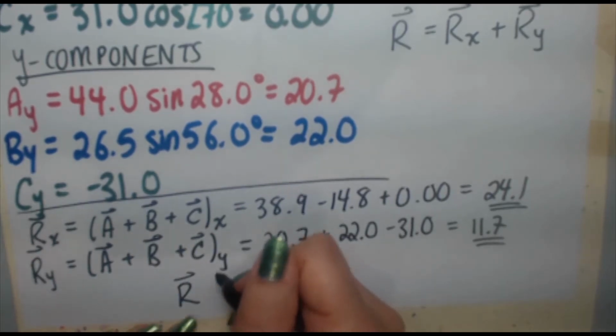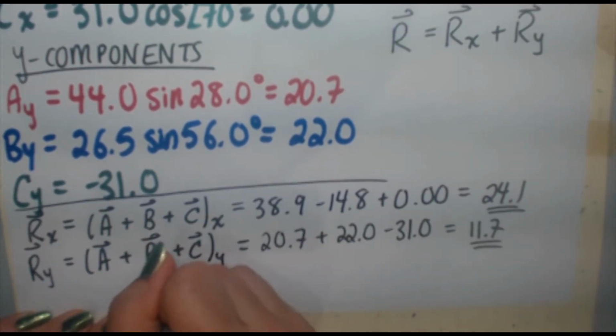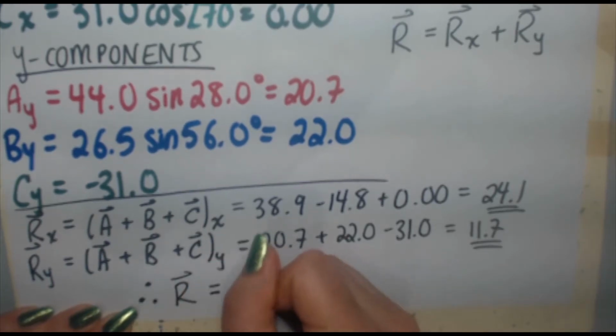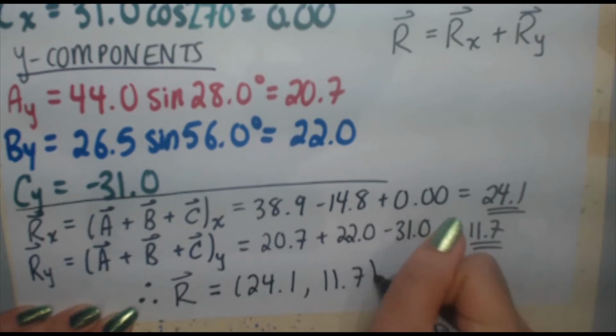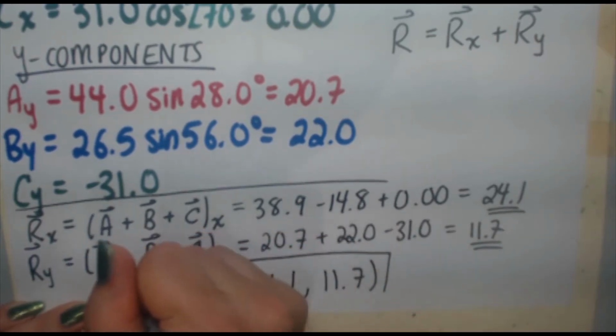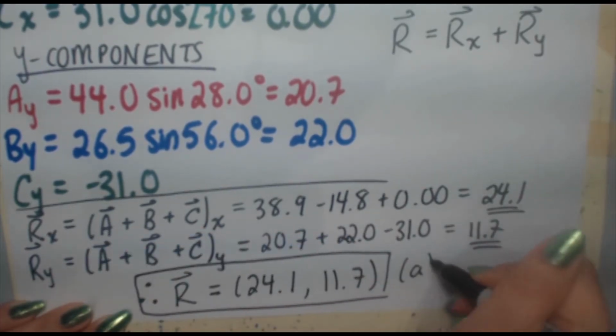R, the resultant, so therefore, actually let's put a therefore in front. Therefore, R is equal to 24.1, comma 11.7. And that is the answer for part A.